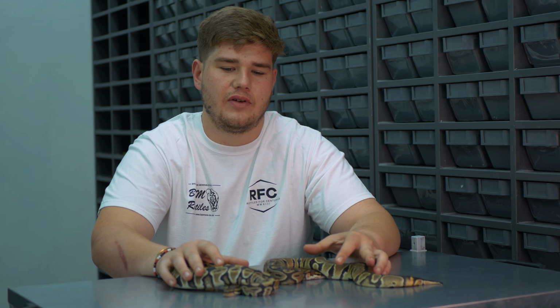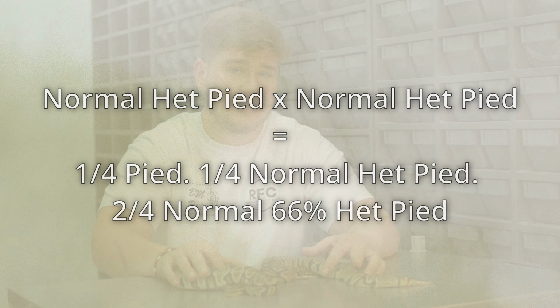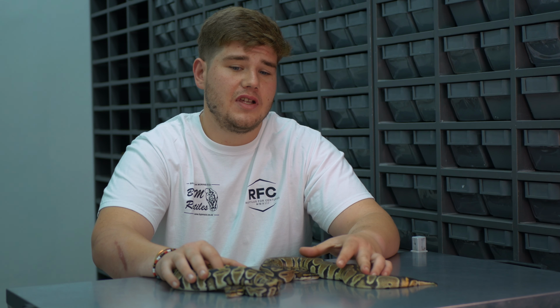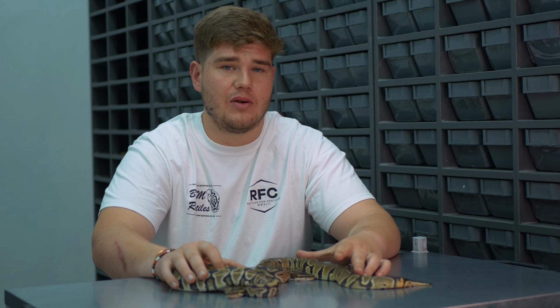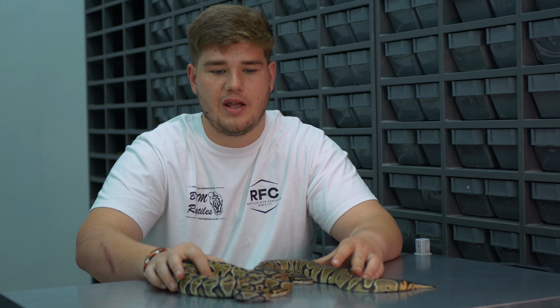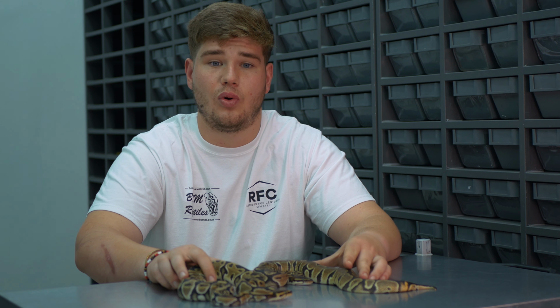Let's say you breed a pied to a normal and you get a clutch full of het pieds, and you take two of those babies and breed them back to each other. You'll get 1 out of 4 pieds, 1 out of 4 should be het pied, and 2 out of 4 should be 66% het for pied. But with this pairing, all of the non-visual babies will be classified as 66% het, because we won't be able to tell the difference between a het pied and a normal ball python.